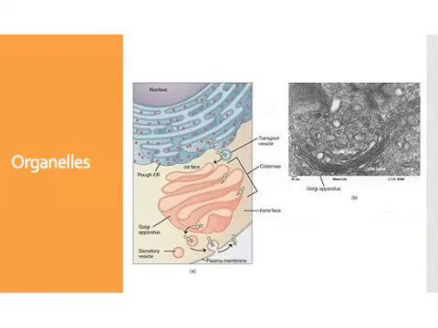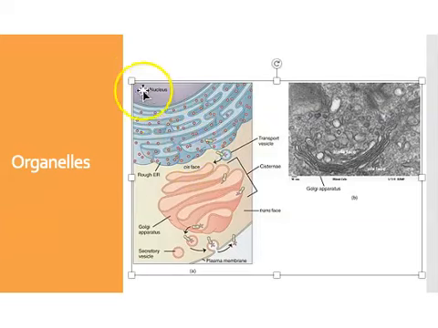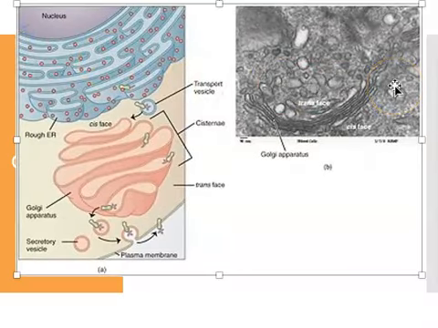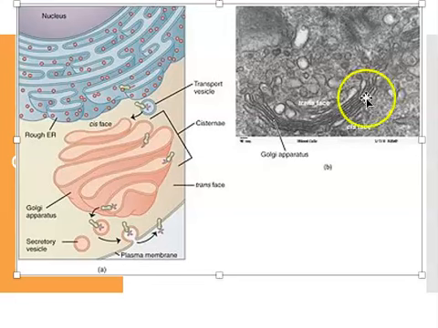On this slide, you're looking at a drawing of the Golgi apparatus on the left and an EM image of the Golgi apparatus on the right. Let's look on the left first. You can see a portion of the nucleus up at the top in purple. The artist has then drawn in the rough endoplasmic reticulum. We don't see the smooth endoplasmic reticulum in this drawing. Down below, not attached to it, is the Golgi apparatus.